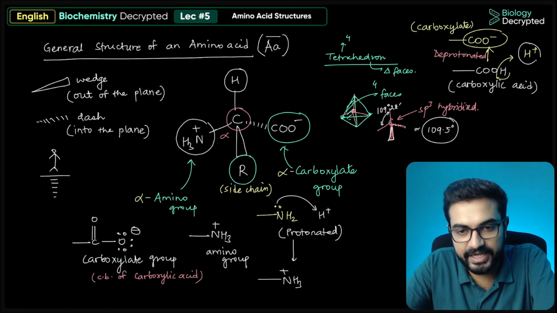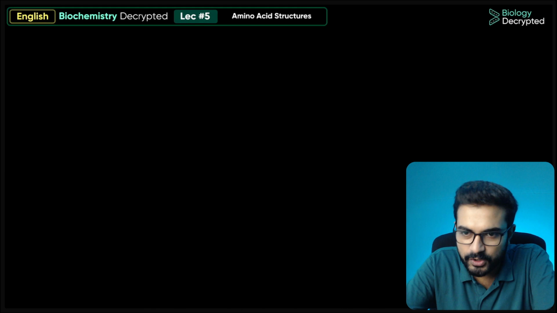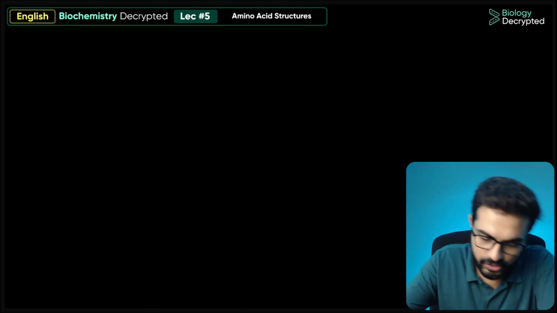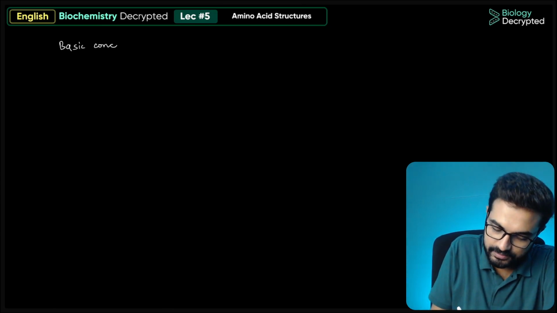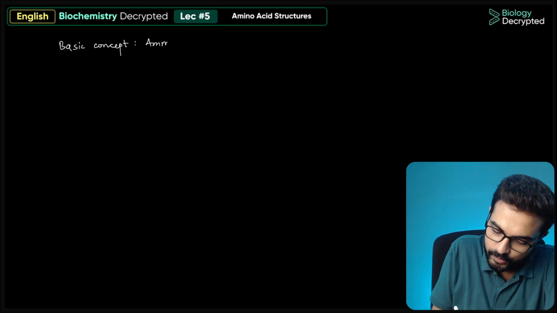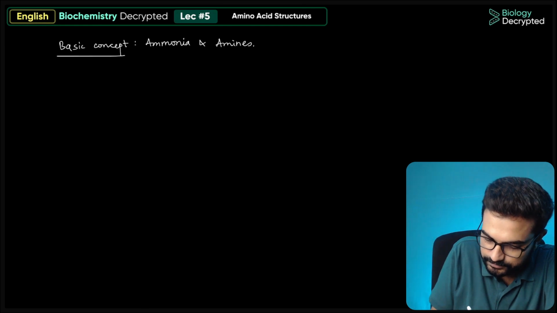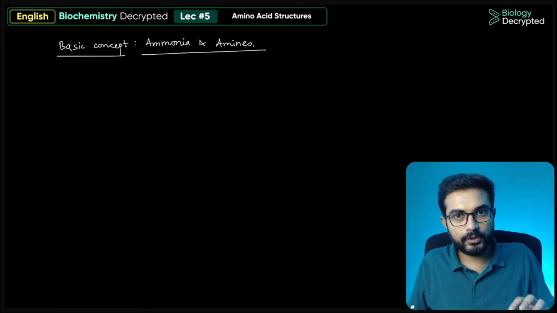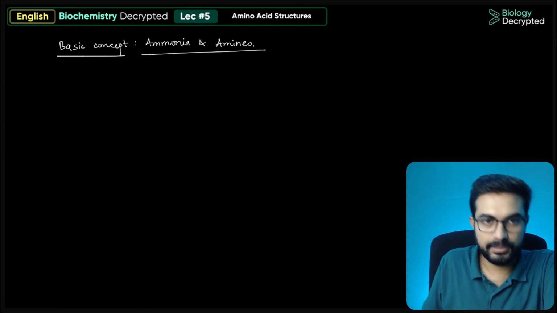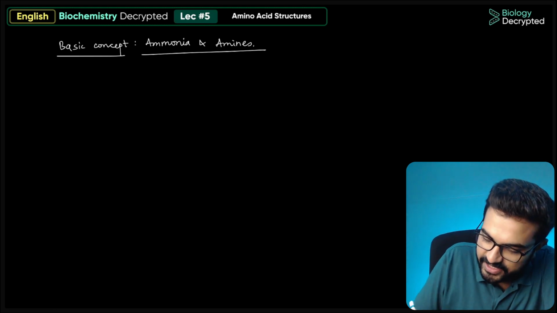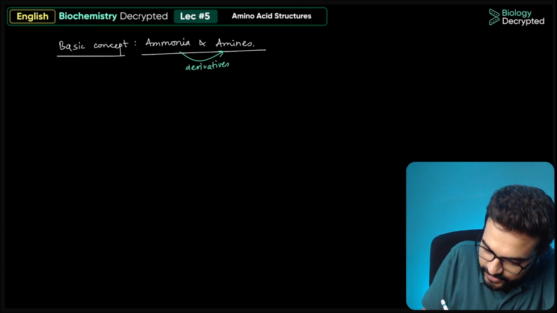Now let's move ahead. Let's talk about the basic concept of ammonia and amines. This is very important to know because we will be talking about the amino group, etc. So we should know the basic concept of ammonia and different amines. Amines are basically derivatives of ammonia.